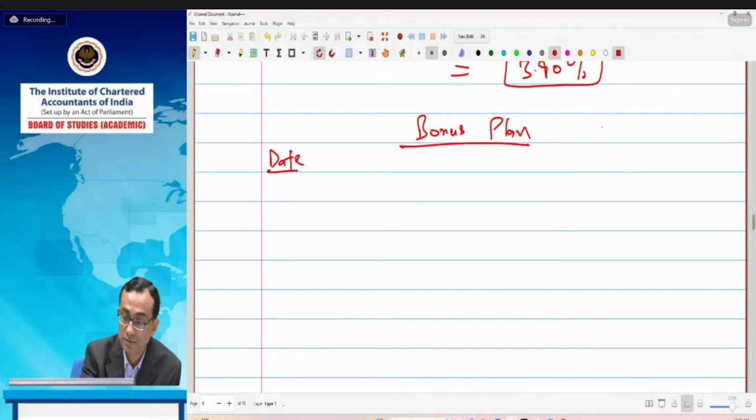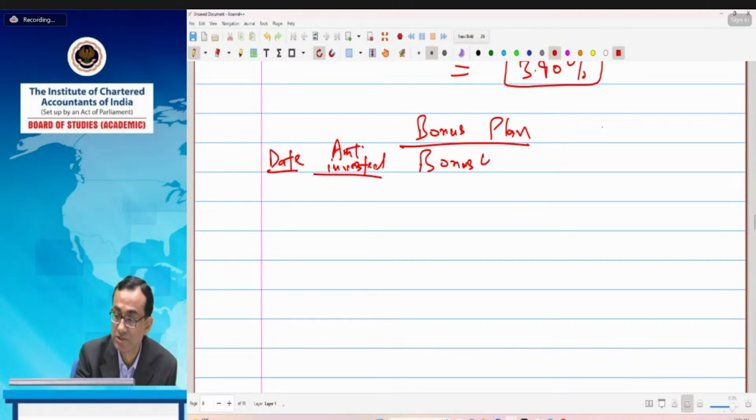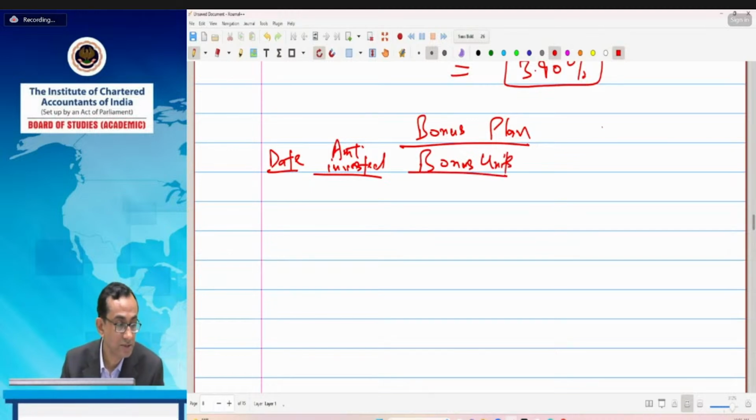Date, amount invested, bonus units. Fine, you are getting the correct answer now. 3.90. Good. Bonus units, total balance, NAV per unit.